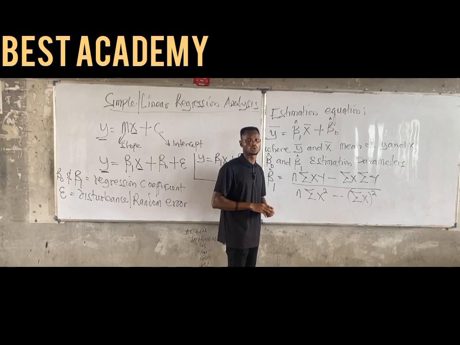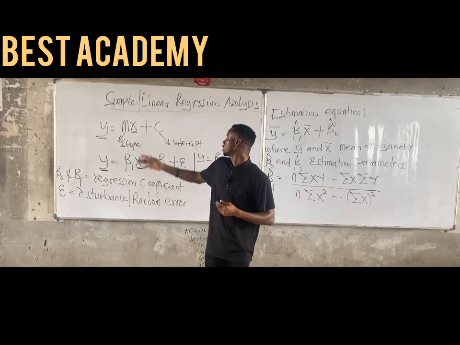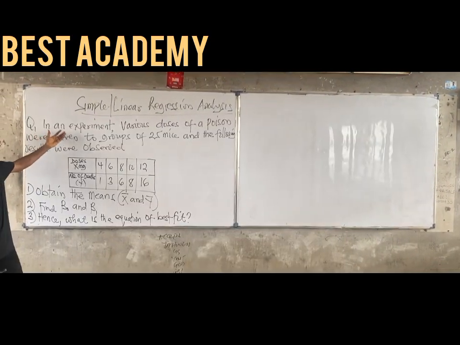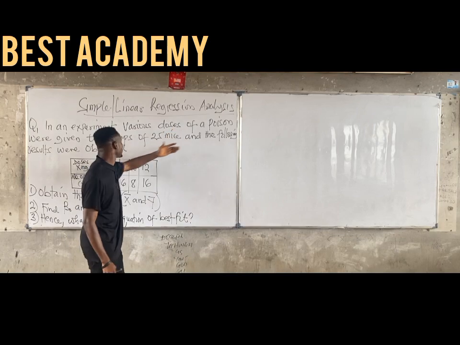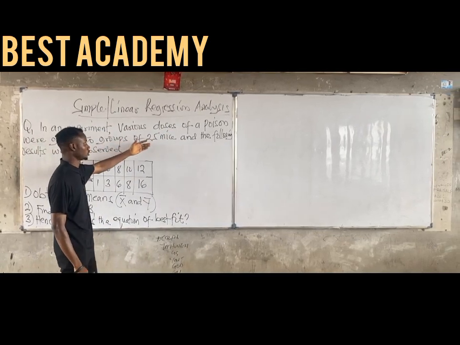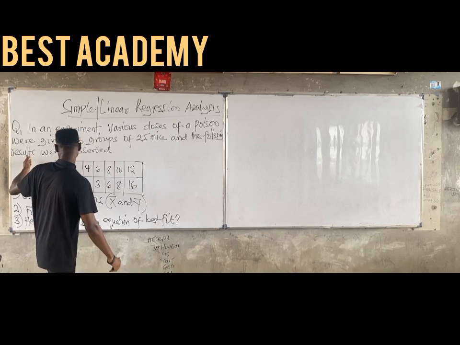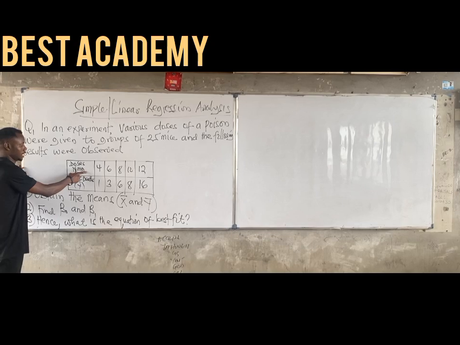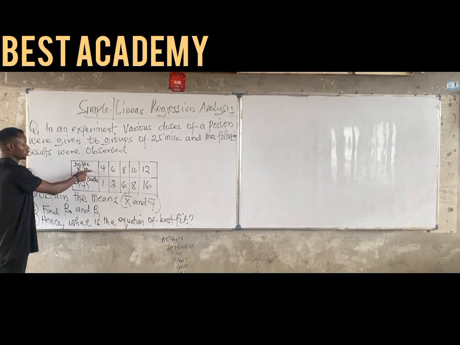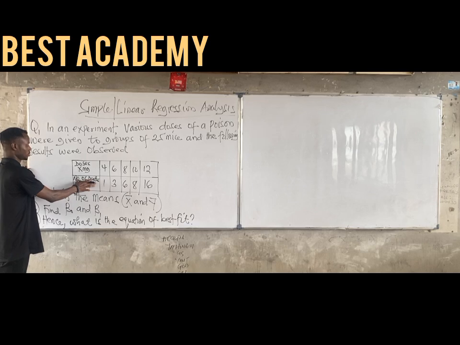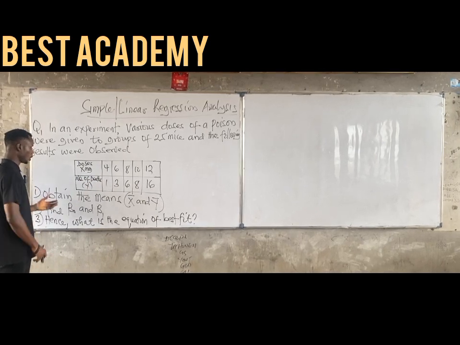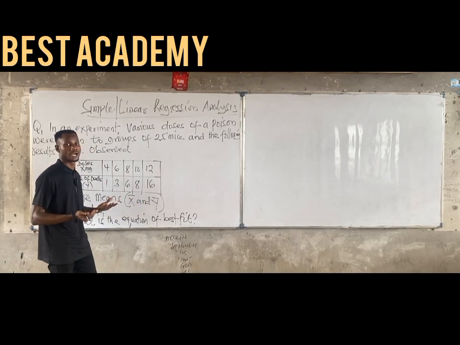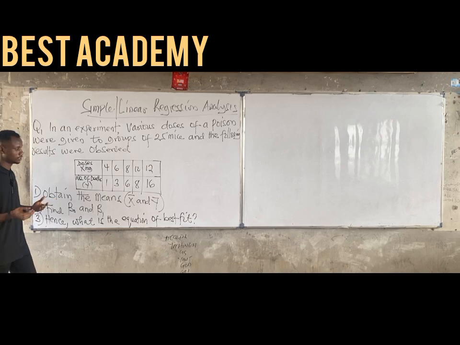Class, let's solve question 1 here to understand everything about linear or simple regression analysis. Example 1: in an experiment, various doses of a poison were given to groups of 25 mice, and the following results were observed. These are the results here. The dose is standing as x. This x in milligrams is just the unit of the dose, while the number of deaths is standing as y. I say obtain the mean x bar and y bar.